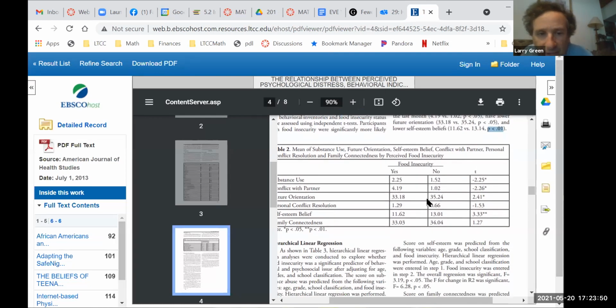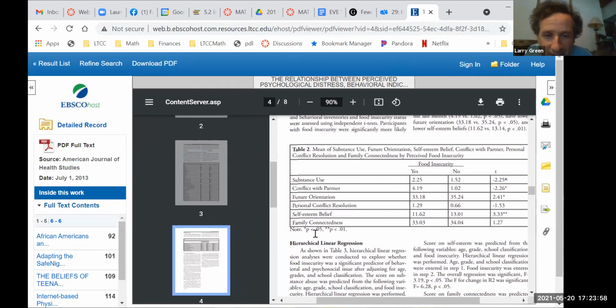Okay, and then they go here, they just put a star or an asterisk or double asterisk or no asterisk. And then in the asterisk, they talk about what the p-value is. And notice, for example, for family connectedness, they didn't have significant evidence to show there's a difference.